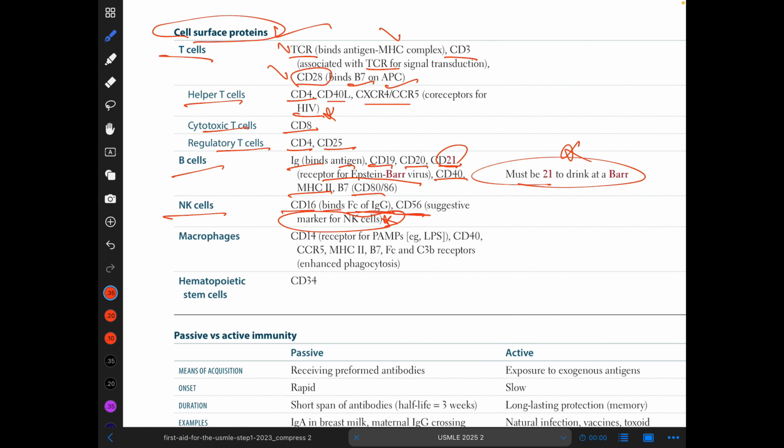In the macrophages you have CD14, the receptor for PAMPs, and CD40, CCR5, MHC2, and B7, Fc receptor, and C3b receptor that enhances phagocytosis. These all belong to macrophages. The hematopoietic stem cell has CD34.